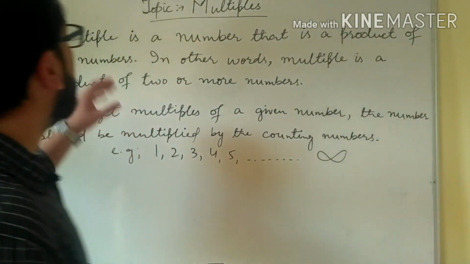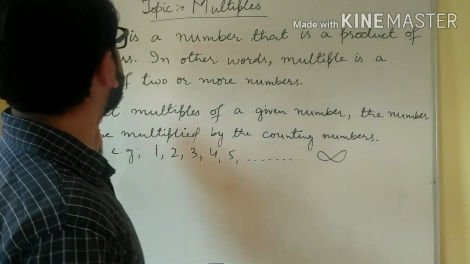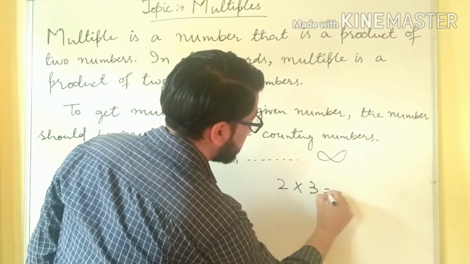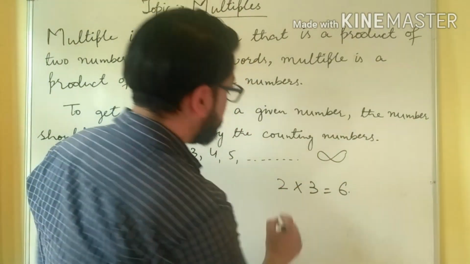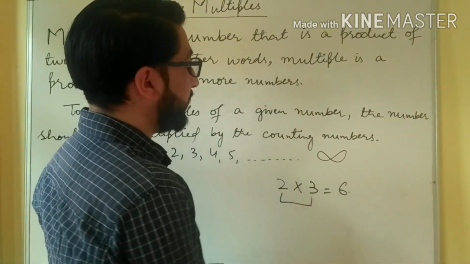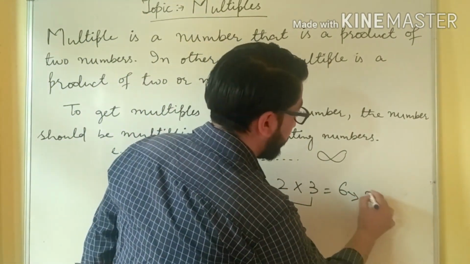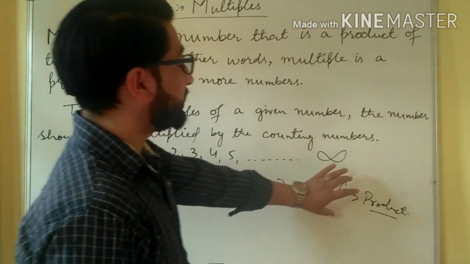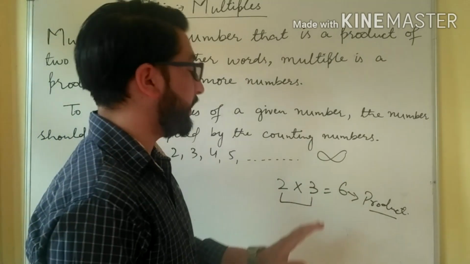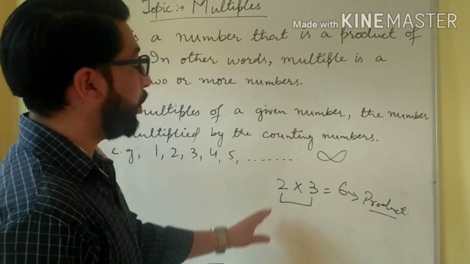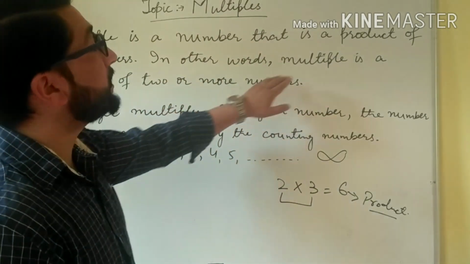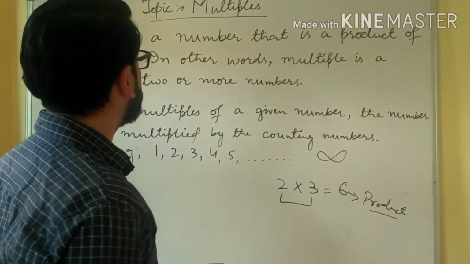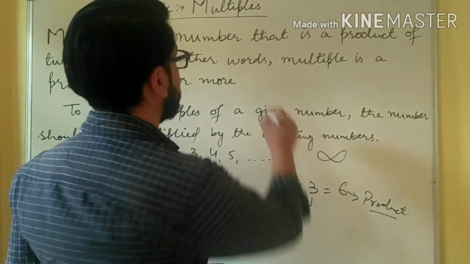So students, a multiple is the product of two numbers. Suppose I write here 2 multiplied by 3, that is 6. Here, when we multiply these two numbers together, we obtain a product. So this product is the multiple of 2 and 3. That means 6 is the multiple of 2 and 3. In other words, a multiple is a product of two or more numbers, two or more factors.